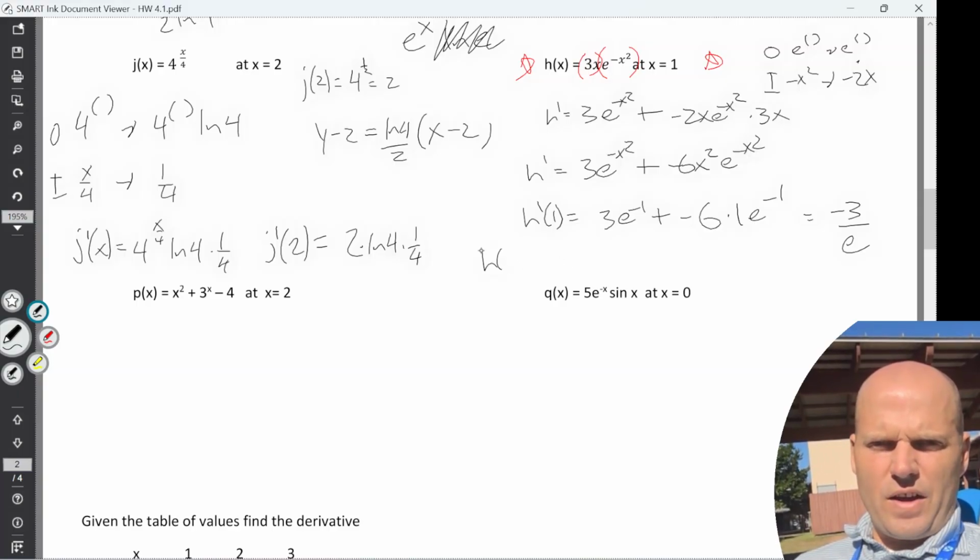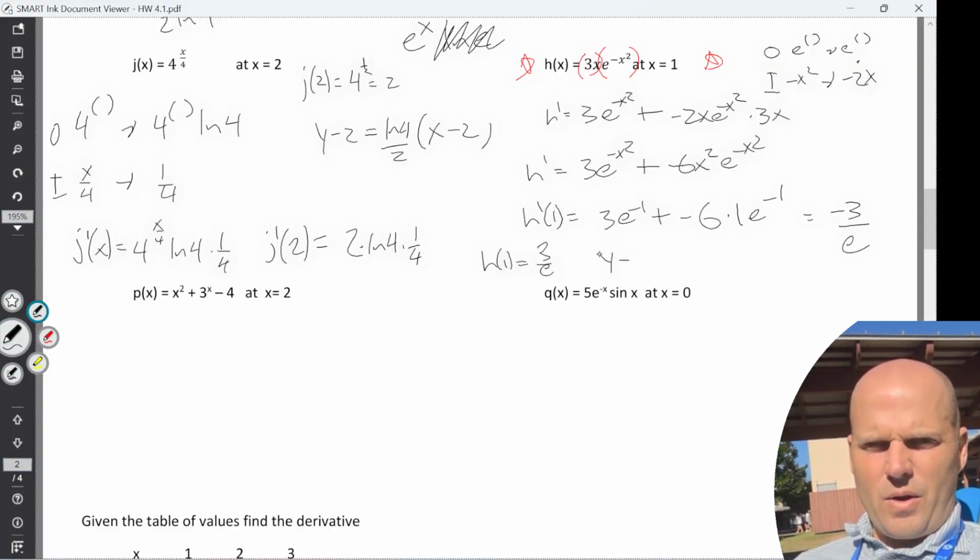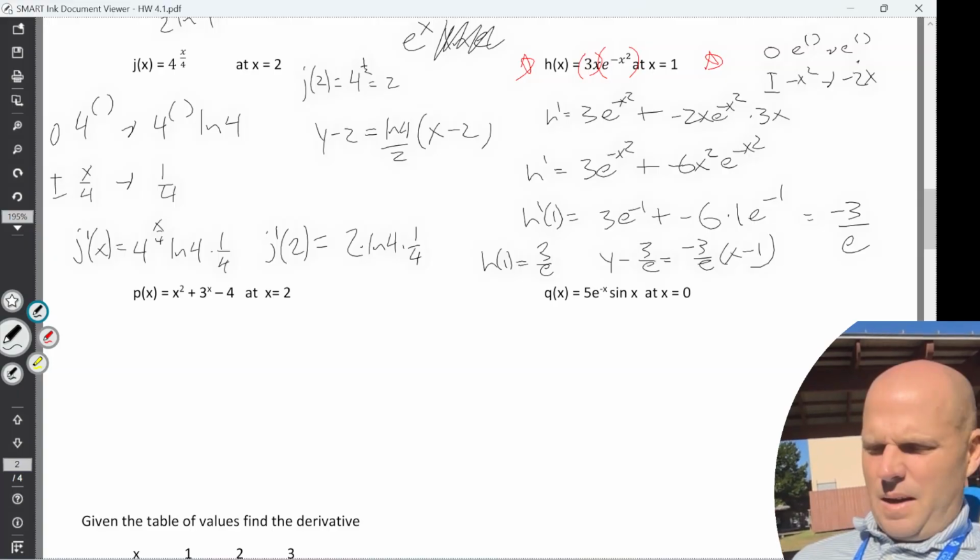Cool. I also have to find h of 1, which is 3 over e. So my equation is y minus 3 over e equals negative 3 over e, x minus 1. I'm not going to graph that.